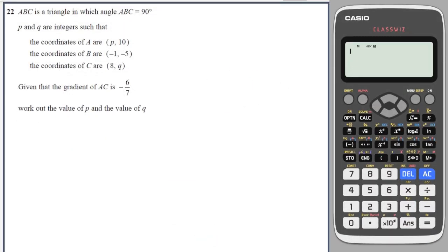Question 22 on perpendicular lines. So we're told we have a triangle, so it'd be a good idea just to quickly sketch a triangle. And the right angle is ABC, so that means essentially it's B here, so I'll put A here and C here. And we are told the gradient of AC is minus 6 over 7.